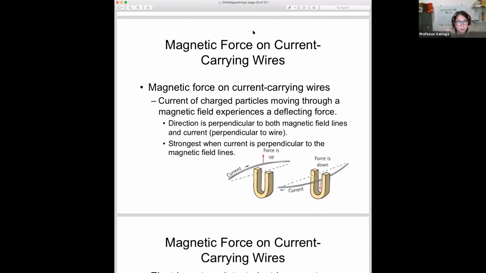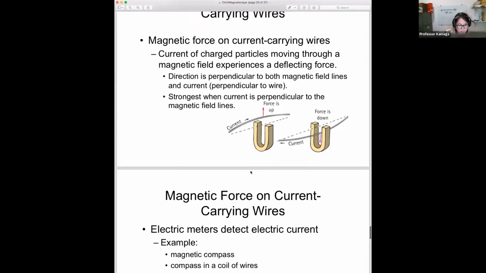So you see the magnetic force on current carrying wires. If you have a current that's running in this direction, in which direction is the magnetic field applied in this case? The magnetic field is applied perpendicular to the current, perpendicular to the wire. Then you're going to have the strongest magnetic force. And depending on the direction of the magnetic field relative to the current, you may have forces up or down.